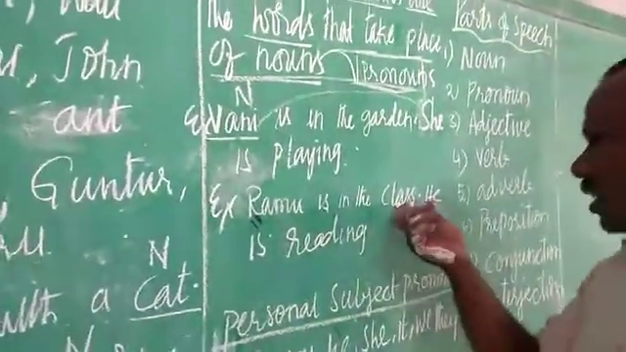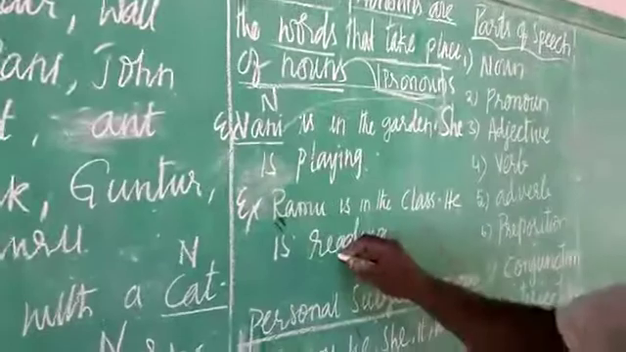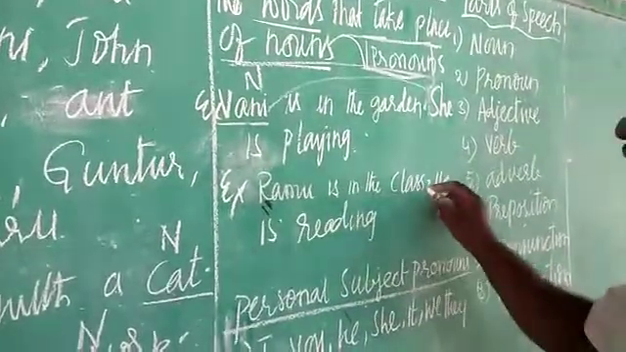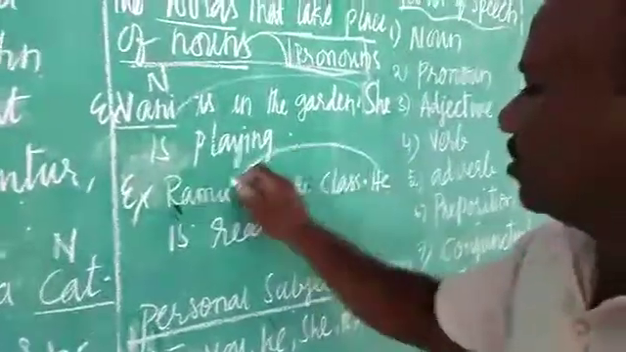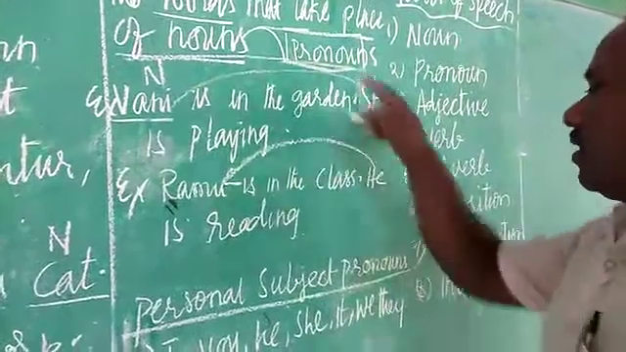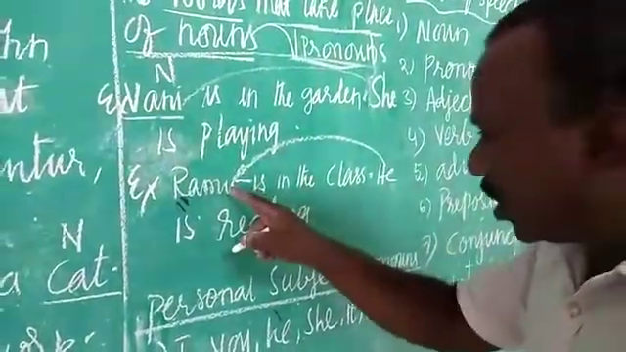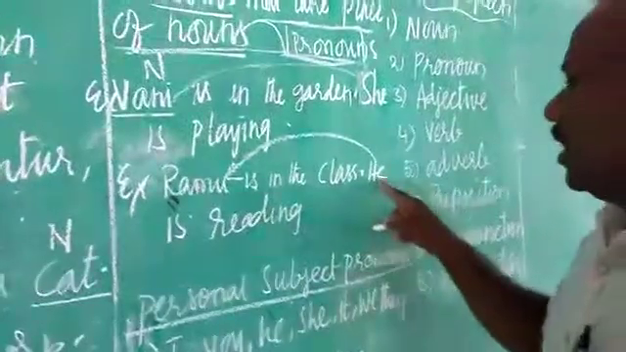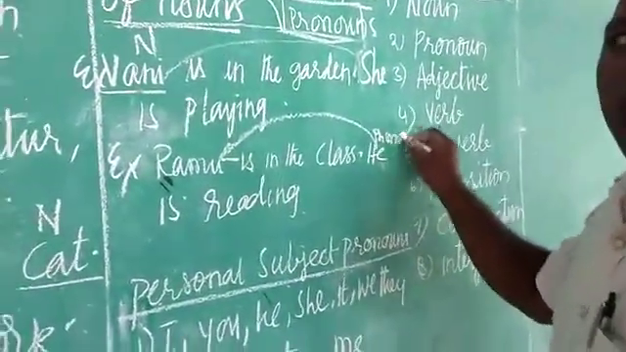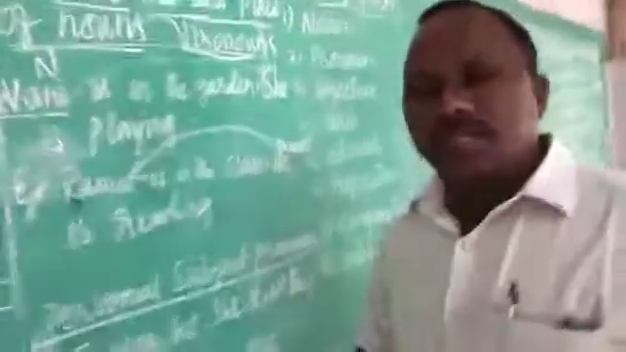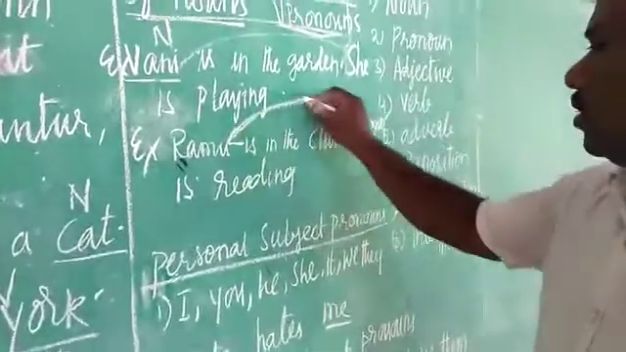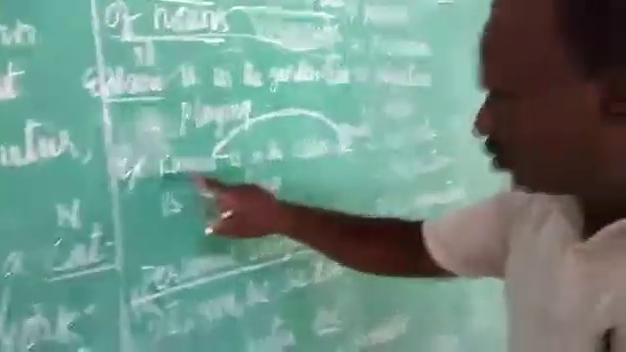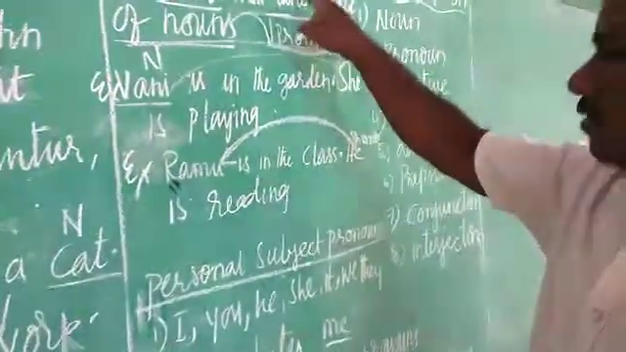That is she. Now here is one more example. Ramu is in the class. He is reading. Here, he refers to Ramu. Instead of writing Ramu again, or instead of writing the noun again, I took he, children. He is a pronoun. Instead of Ramu, we are taking he. Instead of a noun, we are using a pronoun. That's what the definition talks about.